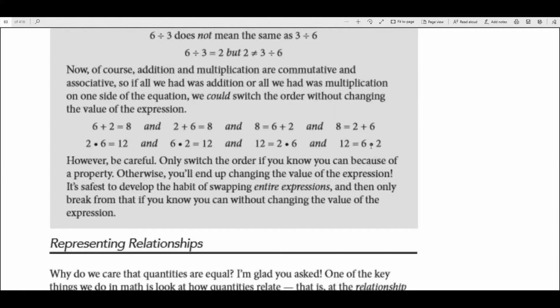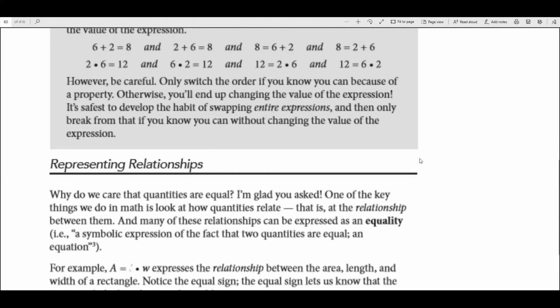Be careful though. Only switch the order if you know you can because of a property. Otherwise, you'll end up changing the value of the expression. So it's safest to develop the habit of swapping entire expressions and then only break from that if you know you can without changing the value of the expression. Now, you may be a little bit confused. You may not be, but you may be thinking, okay, this is dumb, this is elementary. But there's a reason why we're starting here now.